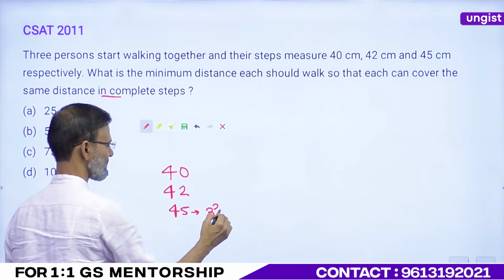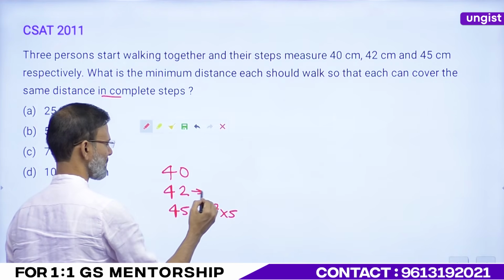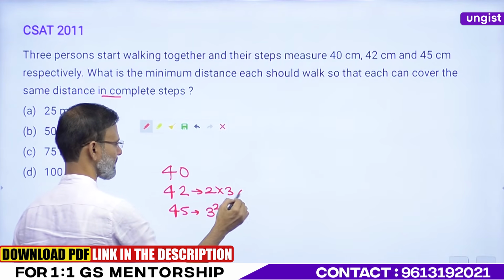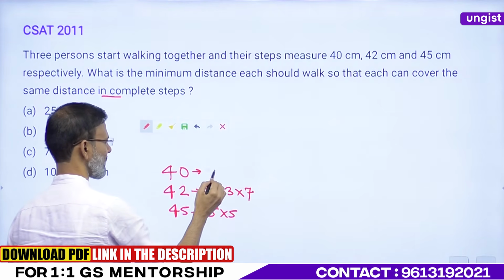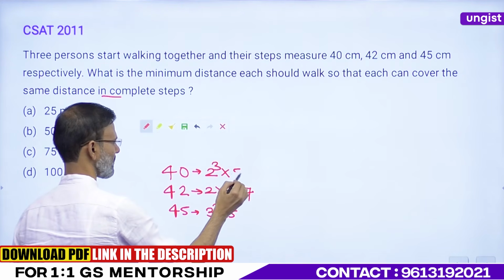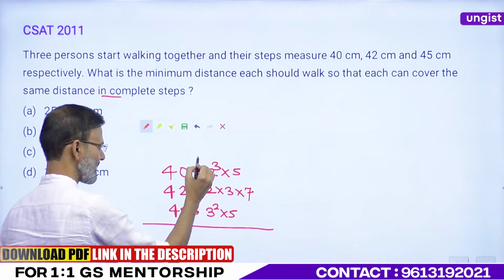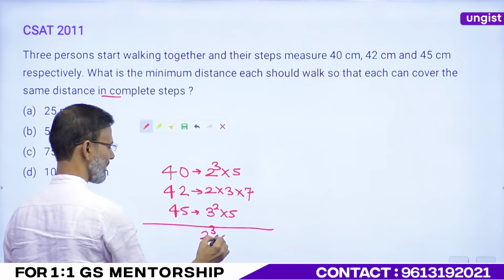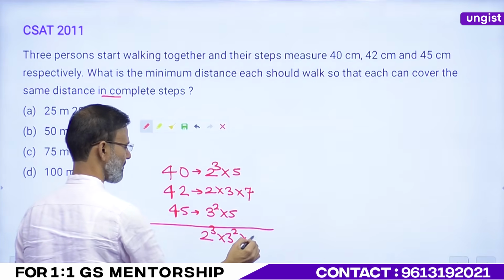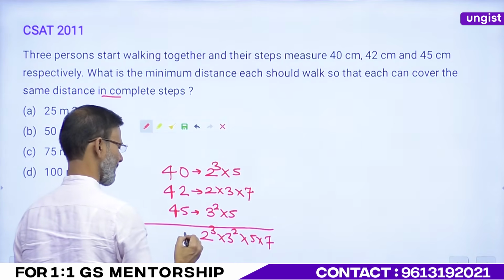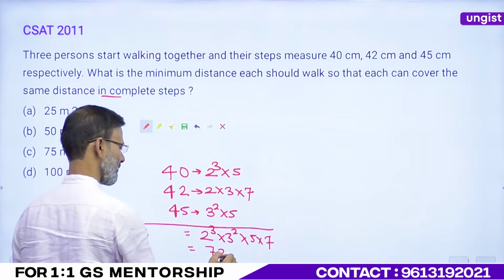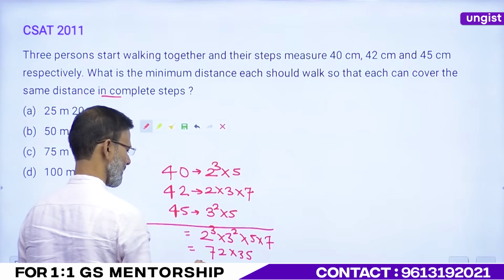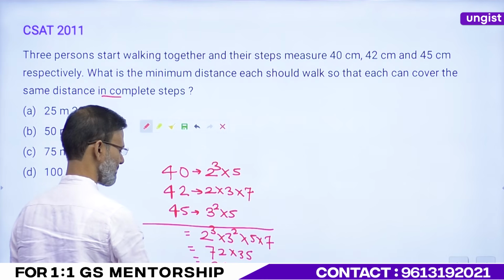45 is what? 45 is 9 into 5. 42 is what? 42 is 6 into 7. 40 is what? 40 is 8 into 5. LCM is what? LCM is 2 cube into 3 square into 5 into 7. Correct? So this is 72 into 35. Or you can say this is 36 into 70.